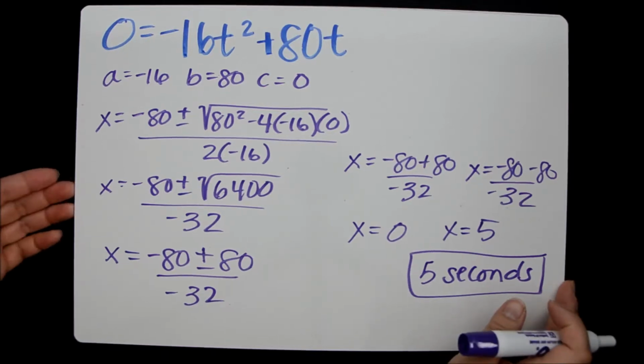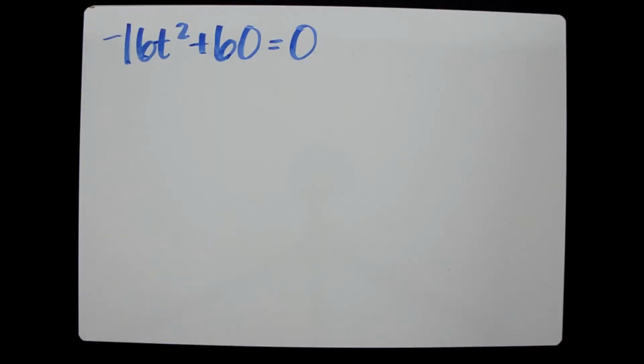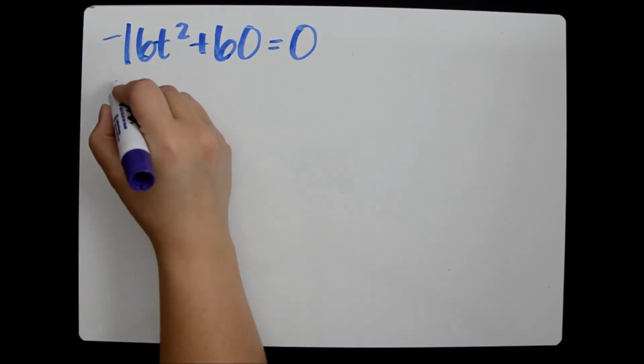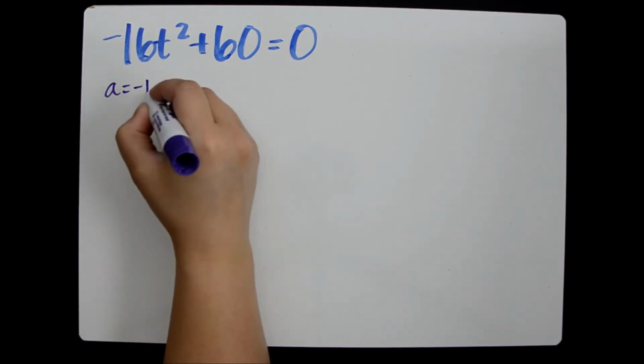Let's take a look at another example. So here the problem reads, the height in feet of a soccer ball kicked upward from the ground with initial velocity of 60 feet per second is modeled by the equation negative 16t squared plus 60 equals 0, where t is the time in seconds. Find the time it takes for the ball to return to the ground and round to the nearest hundredth of a second. So again, we're going to use the quadratic formula to solve for when the soccer ball lands.